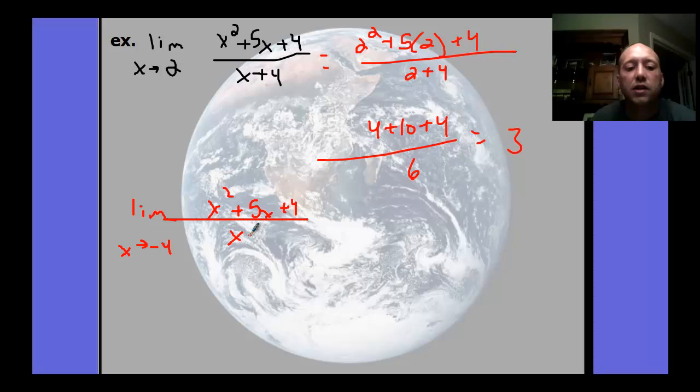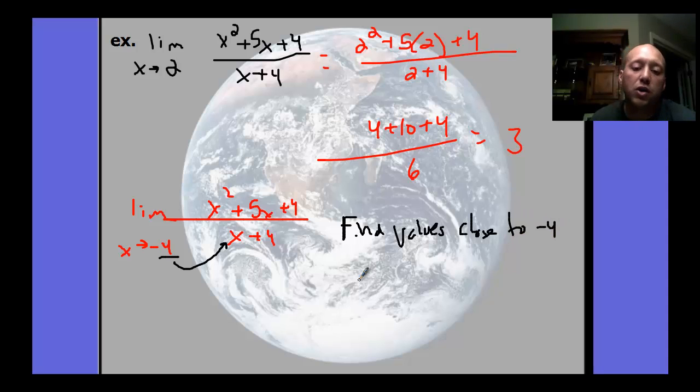Right away, I see an issue because I know I'm going to get an error, because if I plug -4 in for the denominator, I get a denominator of 0, which means I'm not going to be able to find that value. I'm going to error when I calculate that. So then I need to find values close to -4. So plug in values like -3.9, and then plug in values -3.99, and see what y values you get.